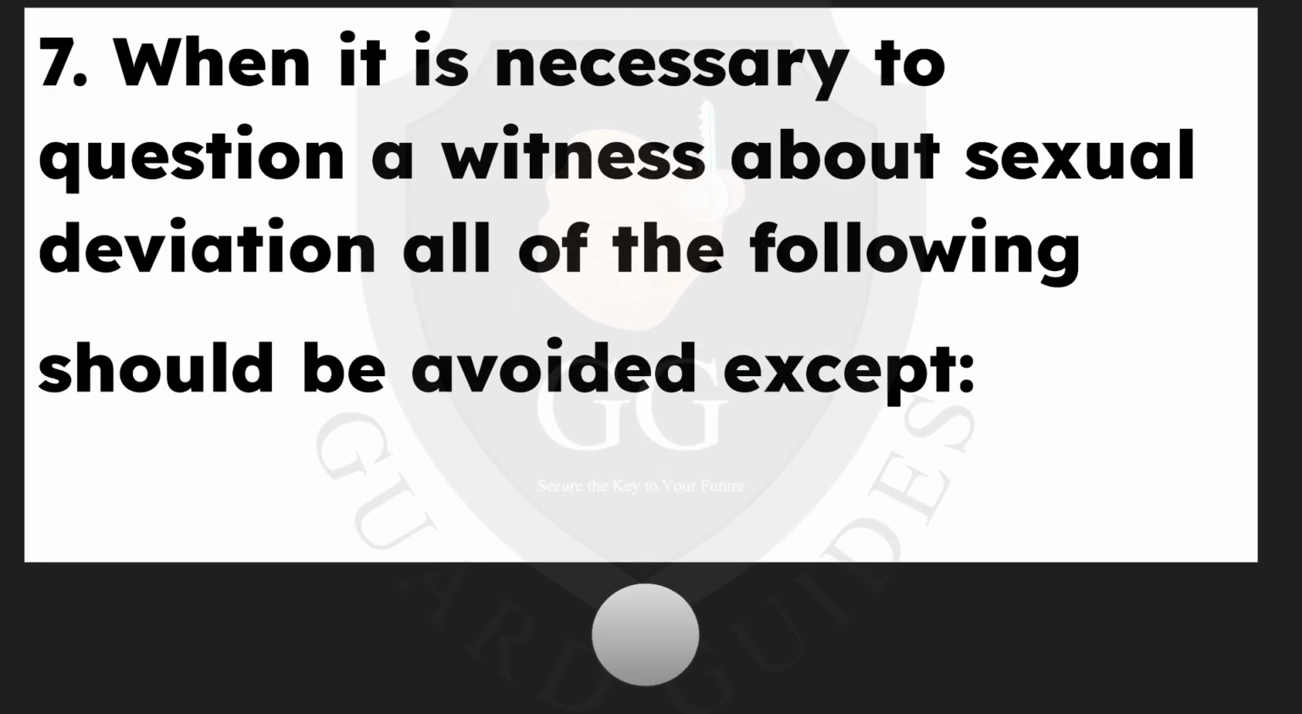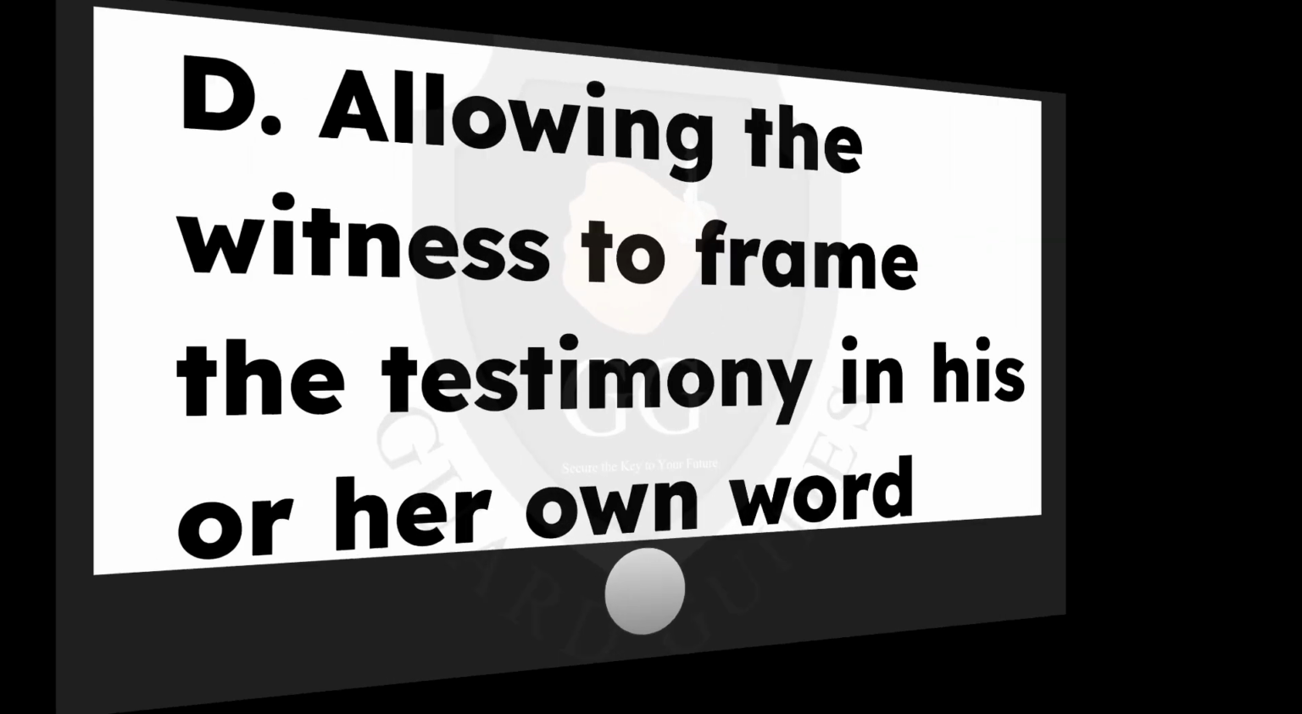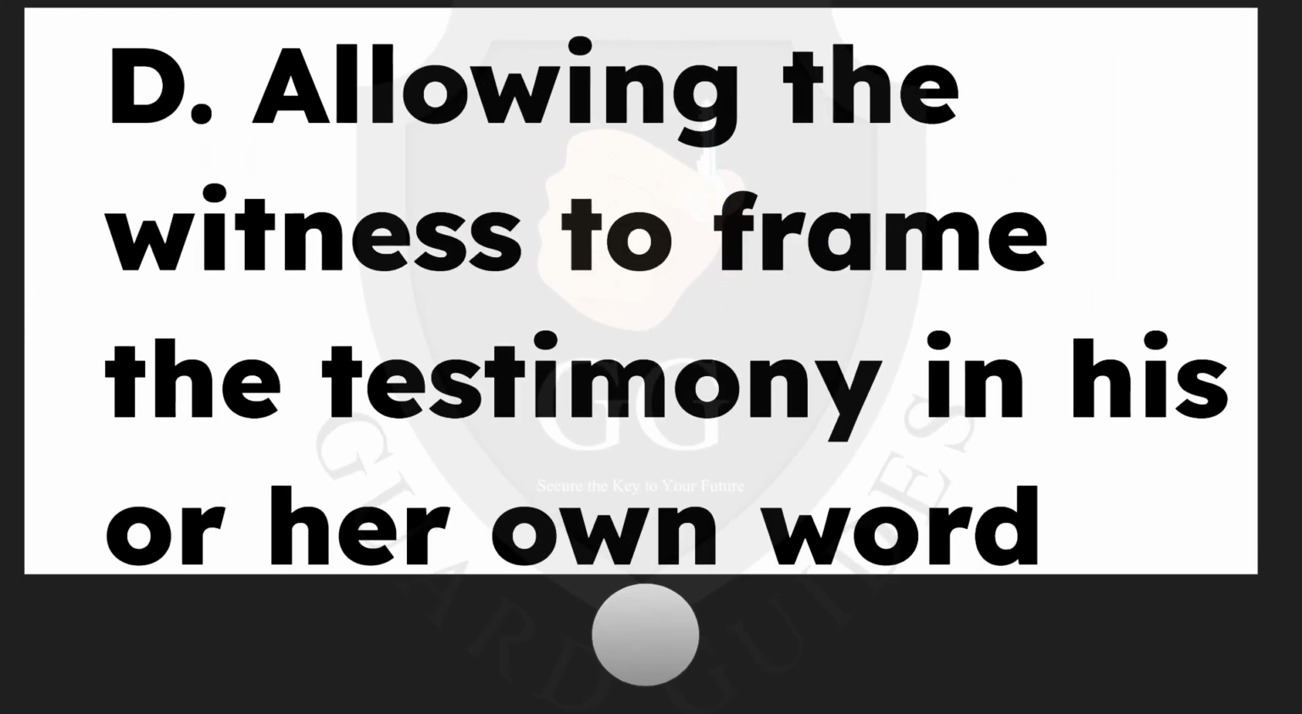Number 7. When it is necessary to question a witness about sexual deviation, all of the following should be avoided except A. Using street language. B. Giving the impression of being avid to develop the facts. C. Leaving the impression you suspect the subject of being a sex deviant. D. Allowing the witness to frame the testimony in his or her own words. Or E. None of the above. The answer is D, allowing the witness to frame the testimony in his or her own words.